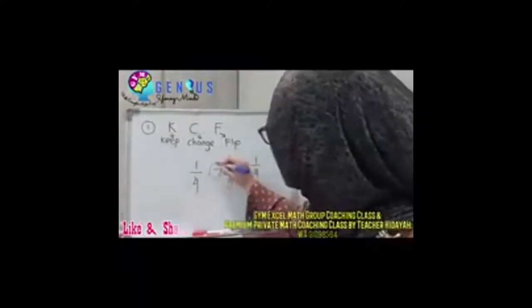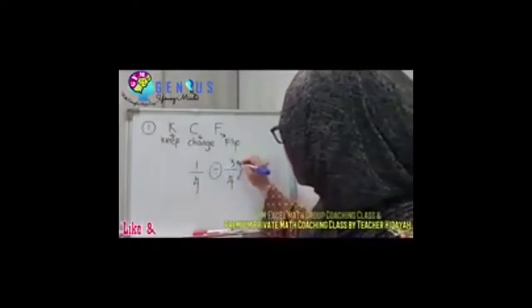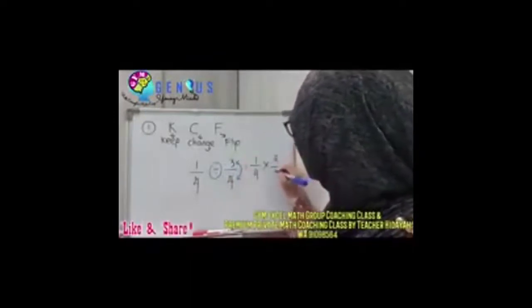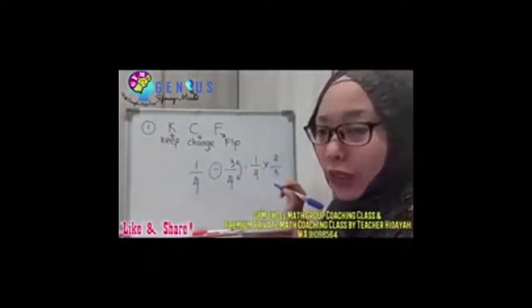Okay, so this is how it looks like. We keep this, so 1/4. We change the sign, times, and then we flip this. So this is 4/3. Then what do we do next?